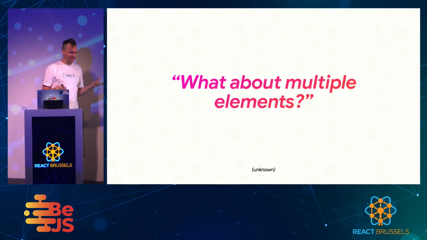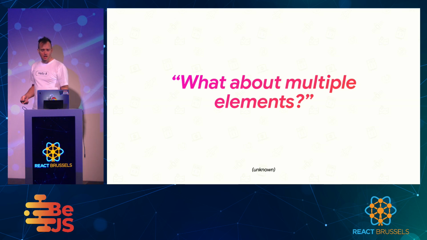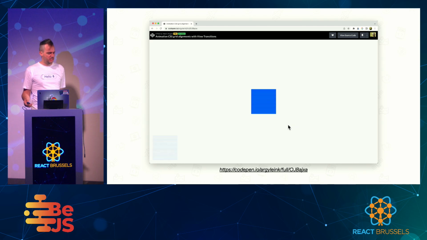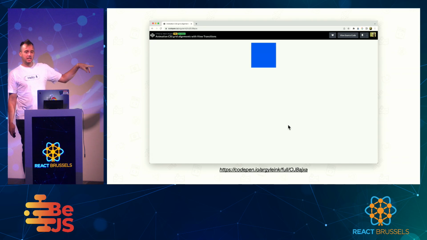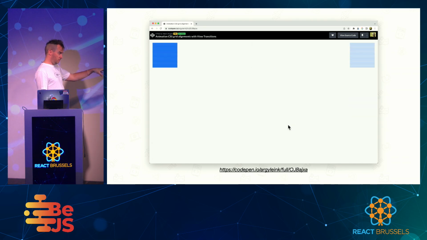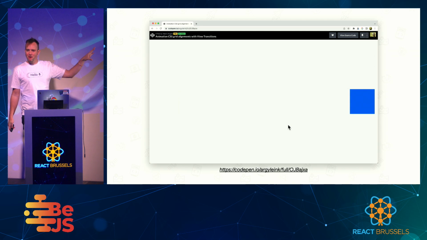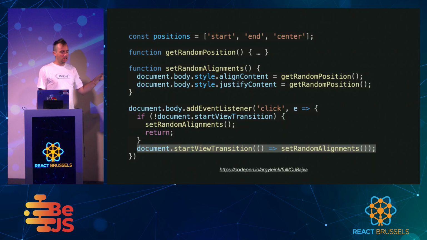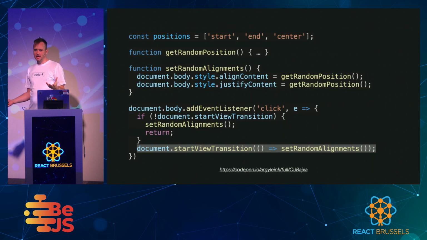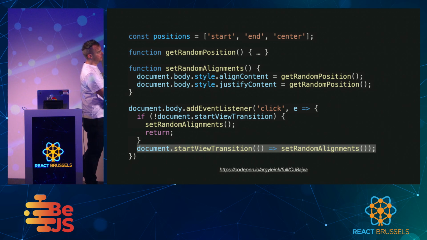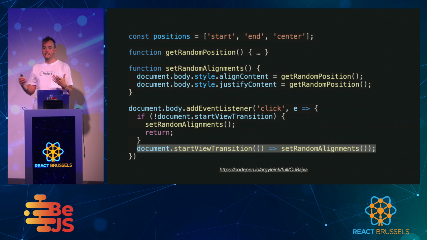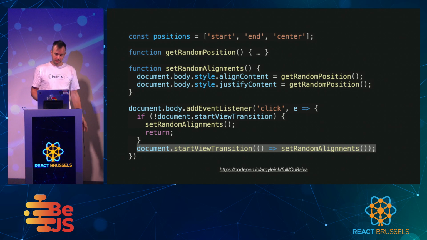Okay, so what about multiple elements? We had this one root that we have captured by default because the UA style sheet said so. Let's switch to another demo. This is one made by Adam Argyle, a colleague of mine, part of the same team. Every time he clicks on a document, the position of the blue box changes here. His code looks something like this, and it's exactly the same as I had before. You have this little DOM update method wrapped in document.startViewTransition, and that is what is happening.